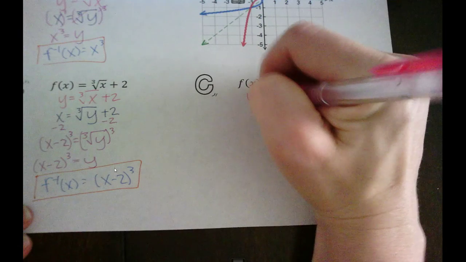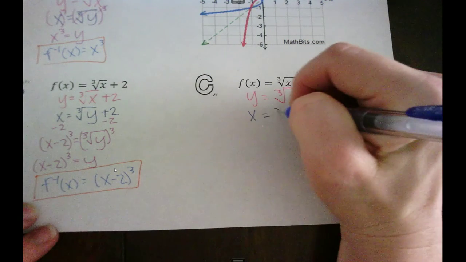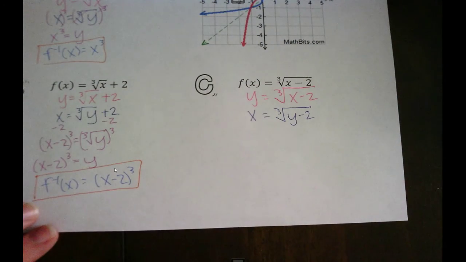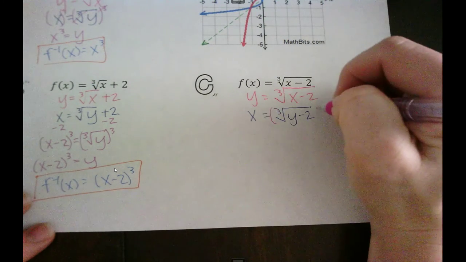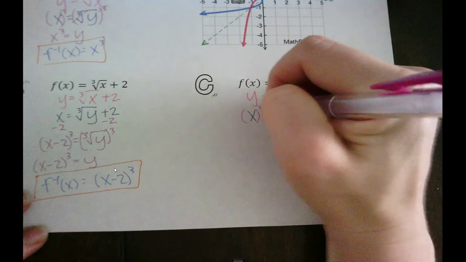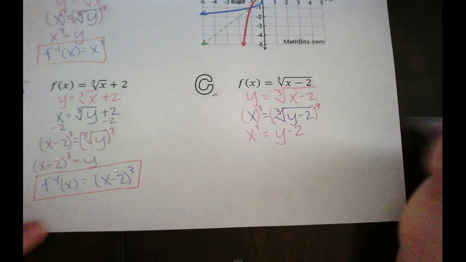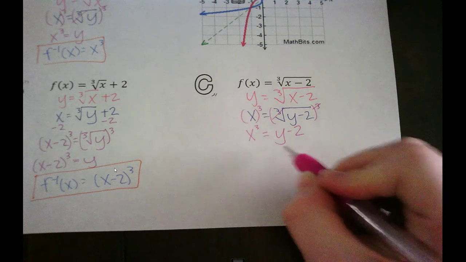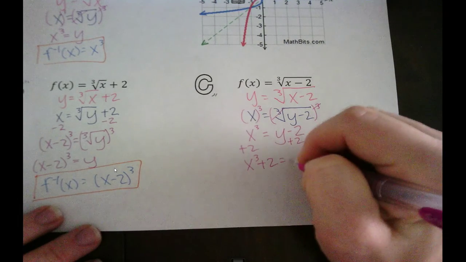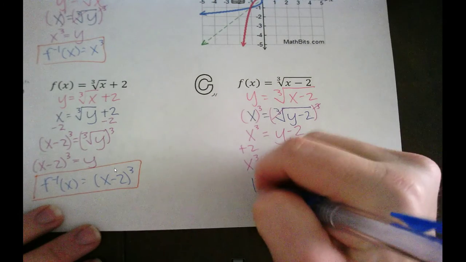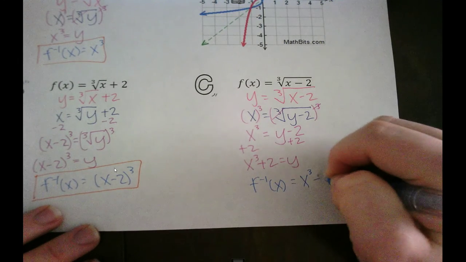Okay, finally, y equals the cube root of x minus 2. Switch your y and x. This time this number is underneath our cube root, so I'm going to leave it there and cube everything. Cube both sides. So x to the third, these go away, so I'm left with what's inside, which is y minus 2. Y is not by itself. 2 is being subtracted from it, so let's do the opposite. x to the third plus 2 equals y. Now y is by itself, and we are finished, and we can rewrite it as f inverse of x equals x to the third plus 2.